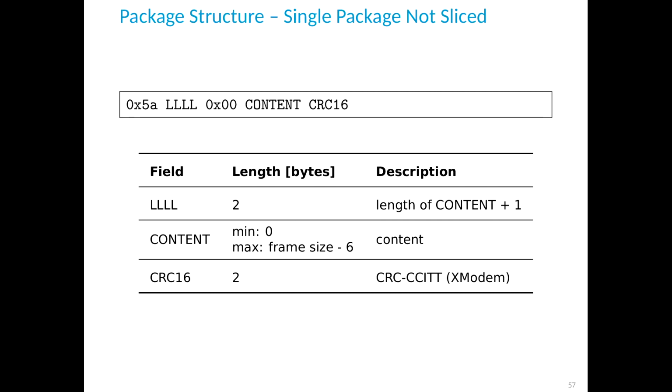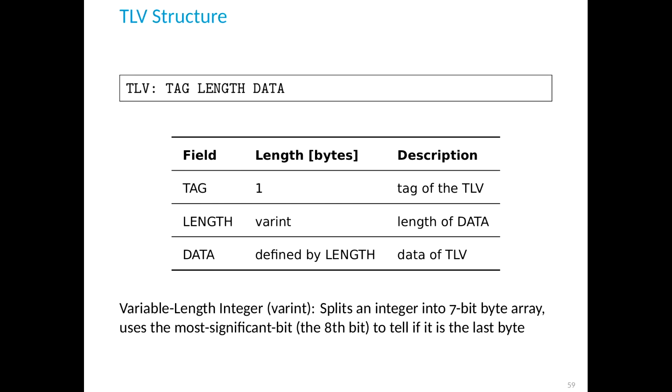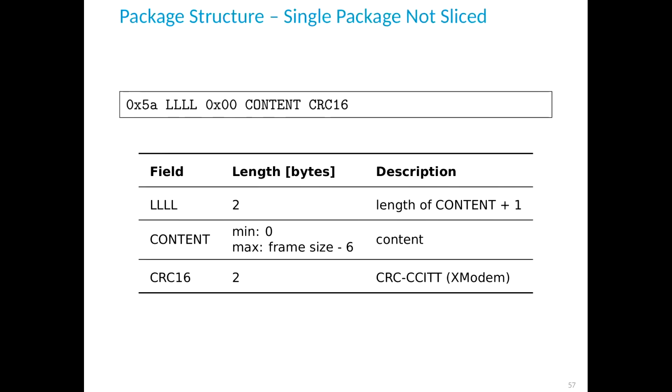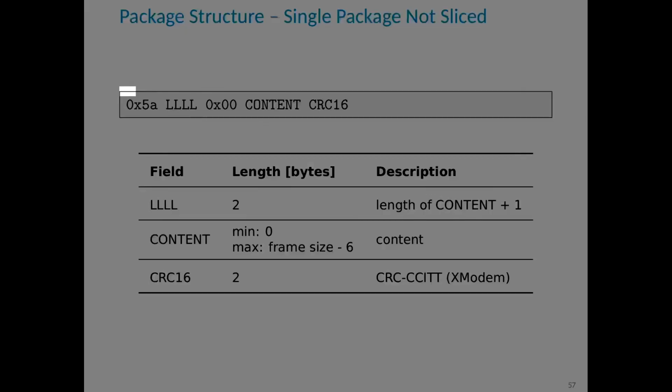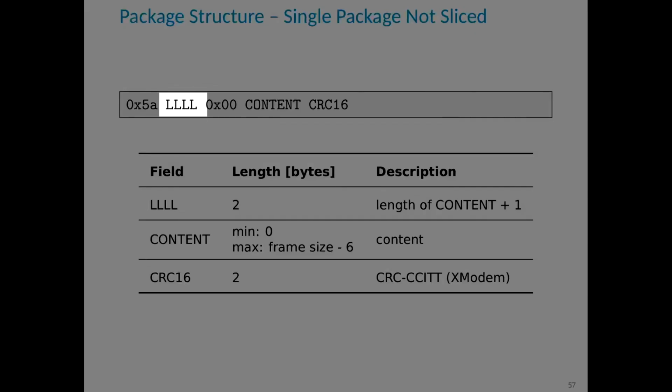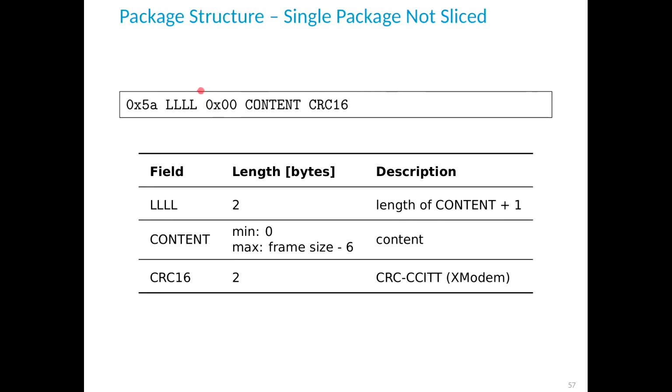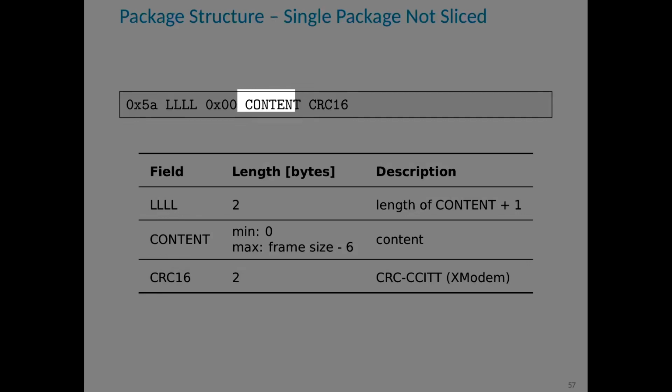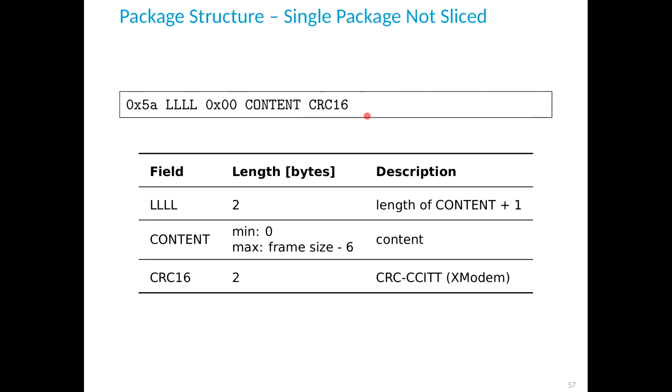You have a constant here, and each message has this constant. Then you have 2 bytes of the length field. You have another constant. You have the content, we will come to this in a minute. And we have a CRC value, 2 bytes of CRC value over the complete message.